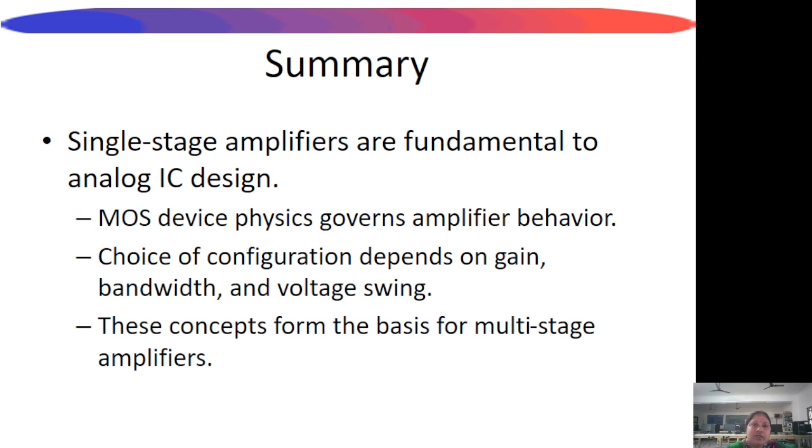Finally, we came to the summary of the lecture. Single stage amplifiers are fundamental to analog IC design. MOSFET physics directly influences amplifier behavior. Biasing determines the operating region and performance. Common source, common gate and source follower are basic configurations. Differential and cascode amplifiers enhance gain and stability. Active loads improve efficiency and performance.